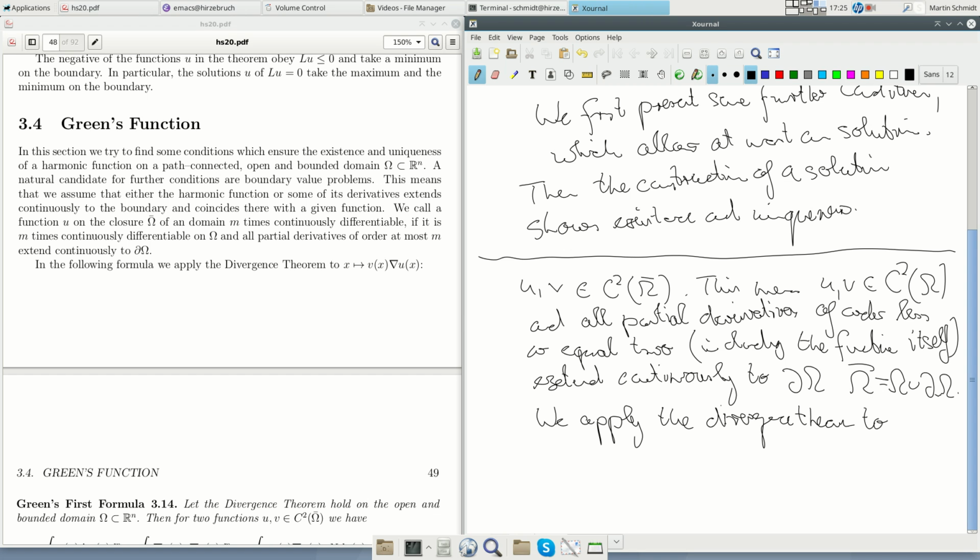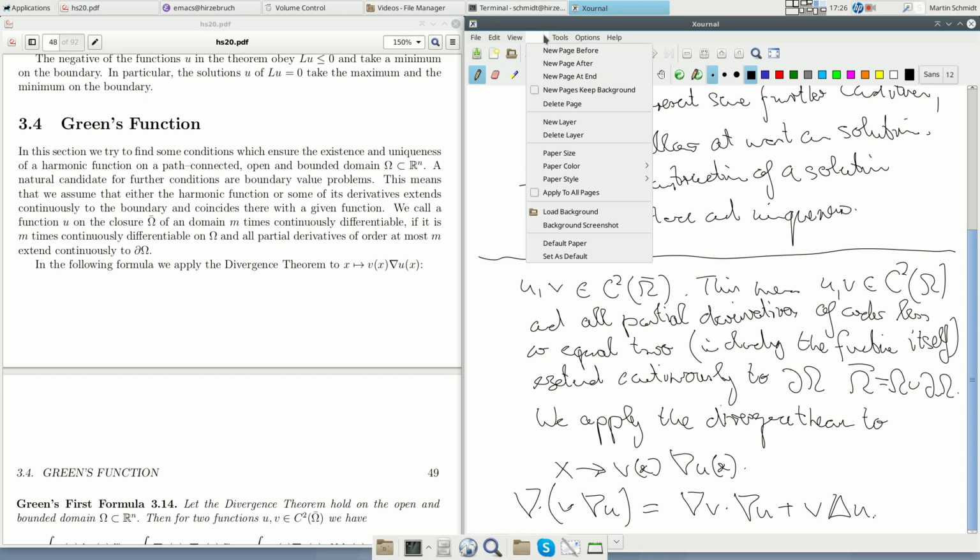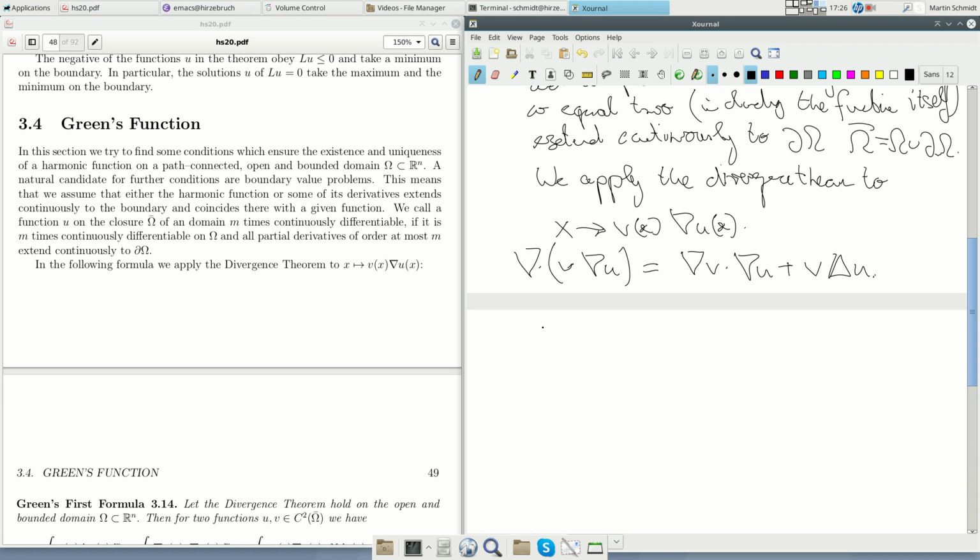Okay, and for such a function, now we apply the divergence theorem to the vector field x going over to v of x times gradient u of x. Then the divergence of this vector field, I omit here now the arguments, is by the Leibniz rule gradient v scalar product gradient u, plus v times Laplace u, because divergence of gradient u is clearly Laplace u.